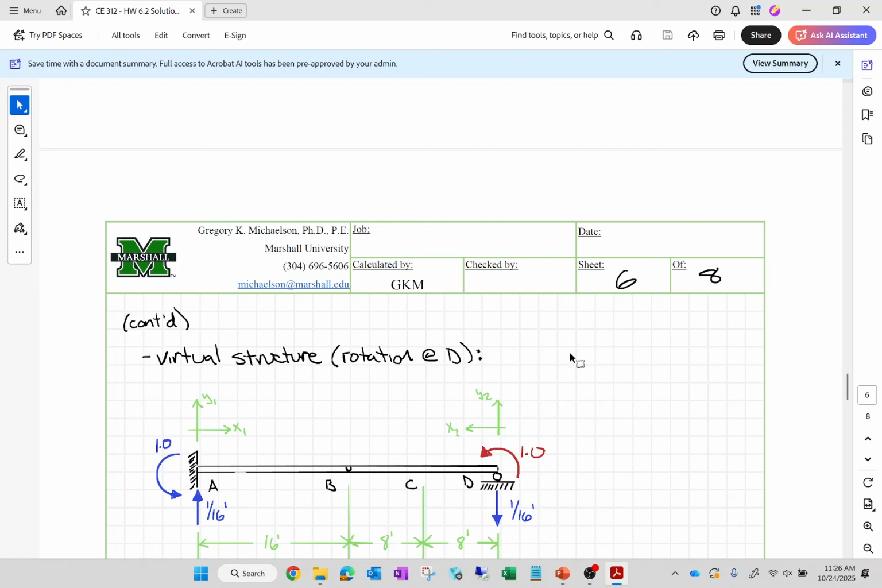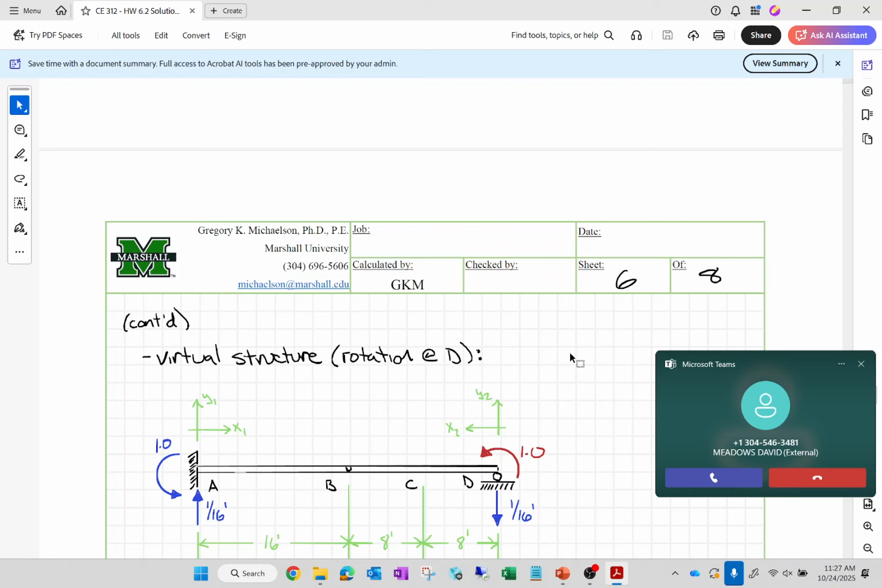Does that make sense? So here's what I'm saying. If we sum forces in the y direction for this structure, right now, what I propose is that ay plus dy is 1. But I don't know which is which, okay? Now, what you could do is you could say, he's going to have to wait, all right?